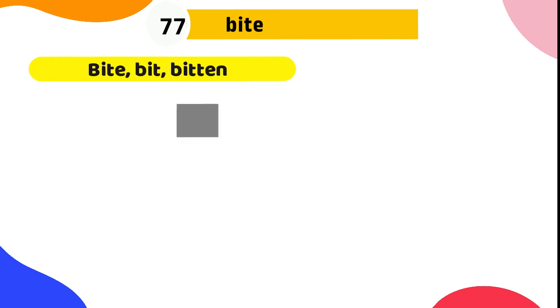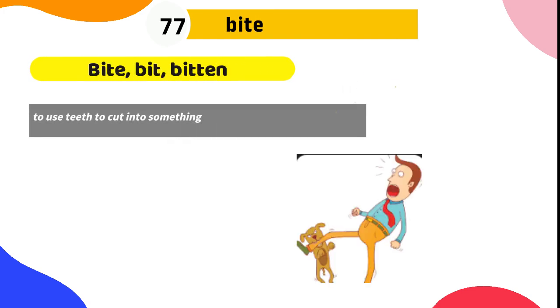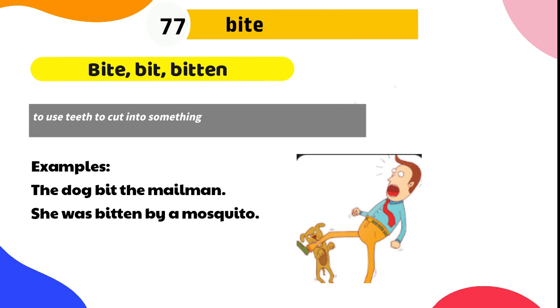Bite, bit, bitten. Meanings: to use teeth to cut into something. Examples: the dog bit the mailman. She was bitten by a mosquito.